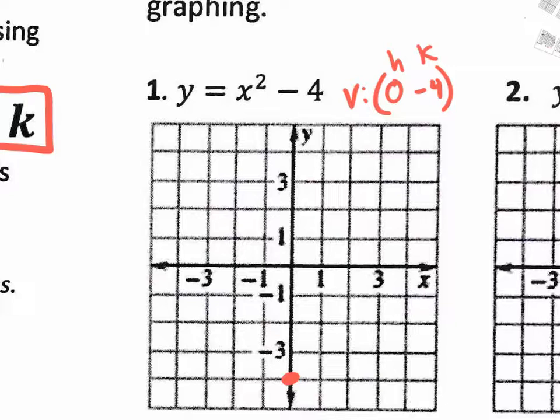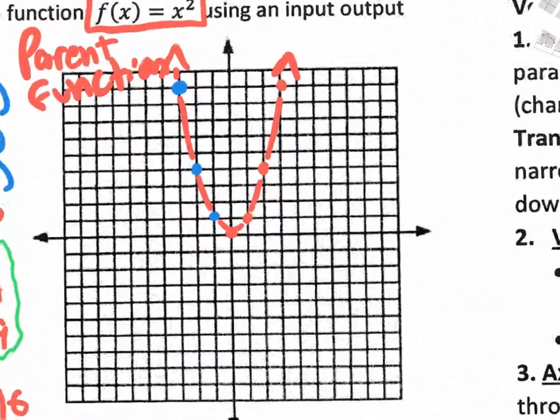Now, could you imagine if I told you to graph this using an input-output table? You'd have to plug in numbers. You'd have to do math. You've got to do the correct math to get the outputs. Then you graph the coordinates. But because we know that this a value is what? What's the a value here? It's 1. We know that it's going to be the same exact width as this guy.